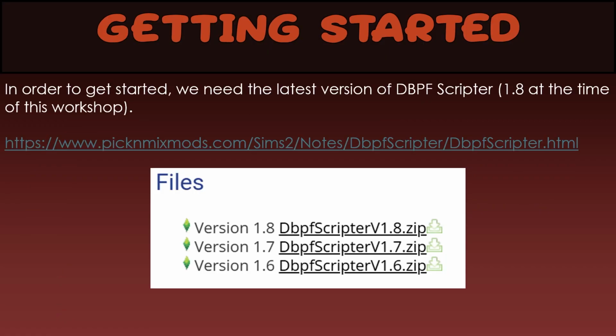To get started, the first thing that we need is DBPF Scripter version 1.8. And I recommend, at the time of this workshop, 1.8 is the latest version. It has a few features that make it a bit more user-friendly for beginners. I'll put the link on the screen. It's also in the resource post.